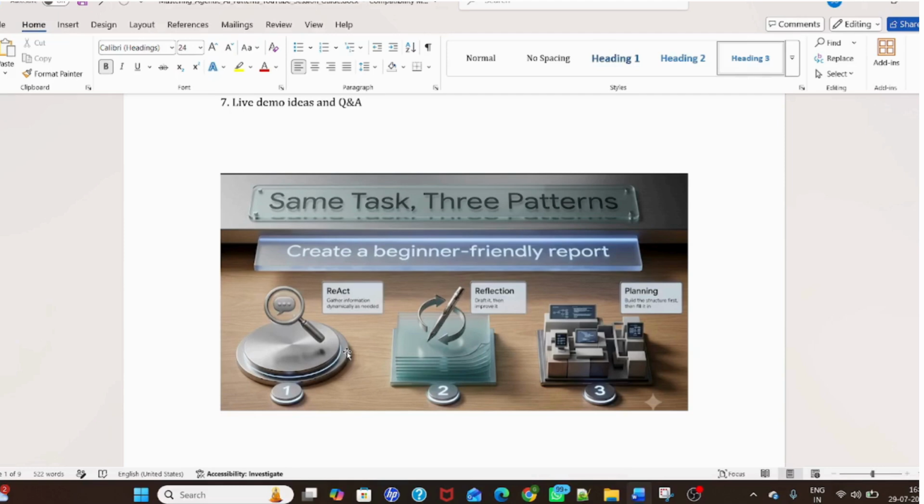ReAct means gather information dynamically as needed. Reflection means draft it and then improve it, first round, second round kind of thing. And planning means first you make the blueprint and then you fill it up. So you can go with planning mode, reflection mode, or ReAct mode. ReAct means you will reason, then act, again you will think, again you will react.